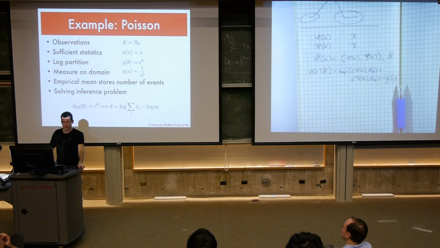So basically, all you do is take the average rate and make that the natural parameter. Take the log of the average rate, and that's your natural parameter. It's very simple.